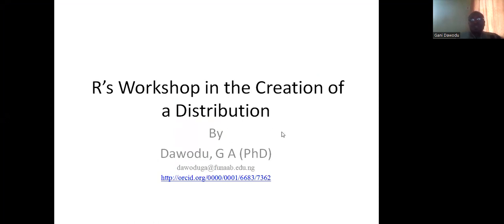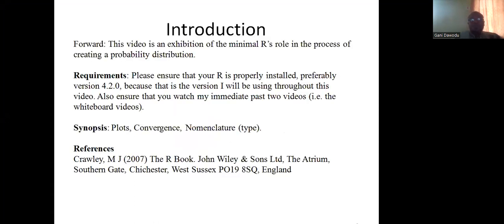Well, we have seen some of the things involved with the creation of a distribution. We've had two whiteboard videos in which we saw the function, what it simplifies to, all of it. We saw the expression for the expectation of x squared and stuff like that. Well, here now, we intend to show the activities of R, what you can use R to achieve in the creation of a probability distribution.